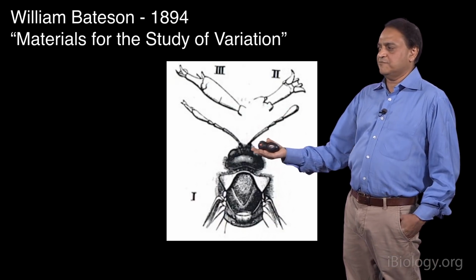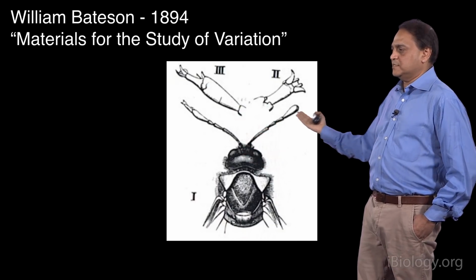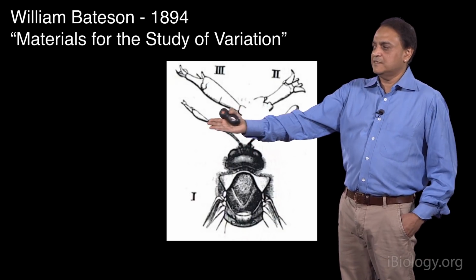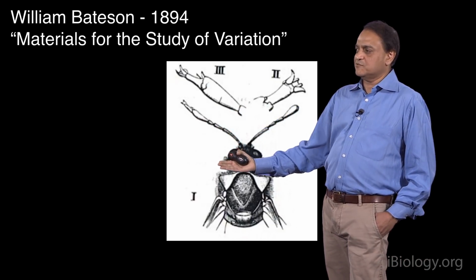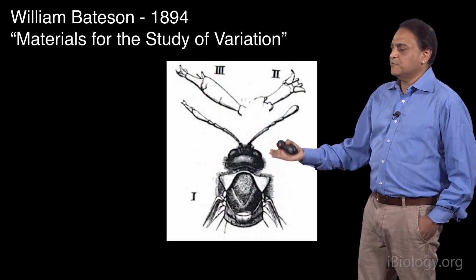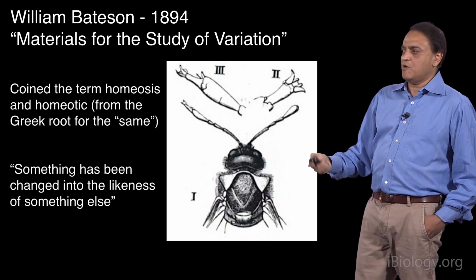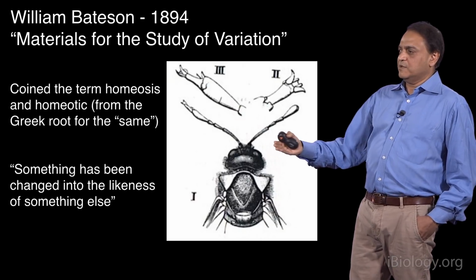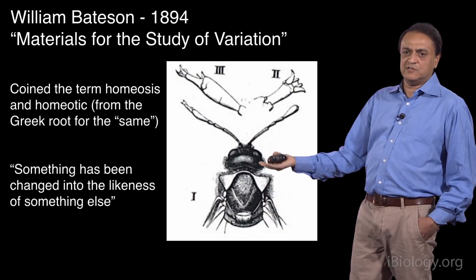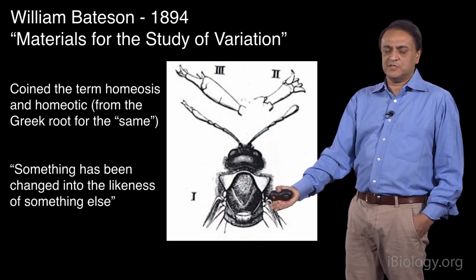So this again shows a fly that Bateson had observed. In a normal fly, this is the normal antenna on this side. But in this particular fly, this is not a normal antenna anymore. It's been transformed into a leg, so you can see the claw parts at the end of it. And Bateson was fascinated by these kinds of transformations, and he termed them homeotic or homeosis. It comes from the Greek root for the word the same. So one part of the body is transformed into the likeness of another. In this case, the antenna is transformed into a leg.